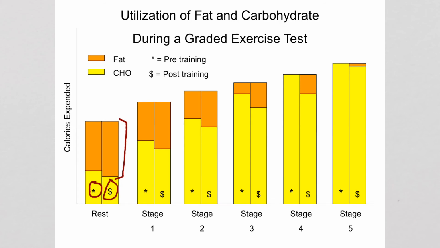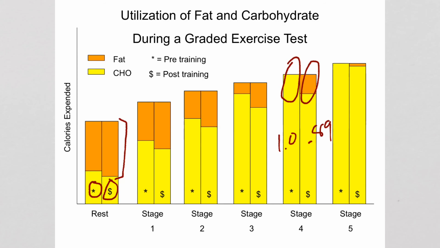And then as we go, you see that trend continue. The untrained, or pre-training, person switches over to completely carbohydrate at this point, whereas the person that redoes the test 8 weeks later, 12 weeks later, post-testing, their RER may not be as high. So here, it might be 1.0, but now at this stage it might be 0.89. They haven't quite gotten there.